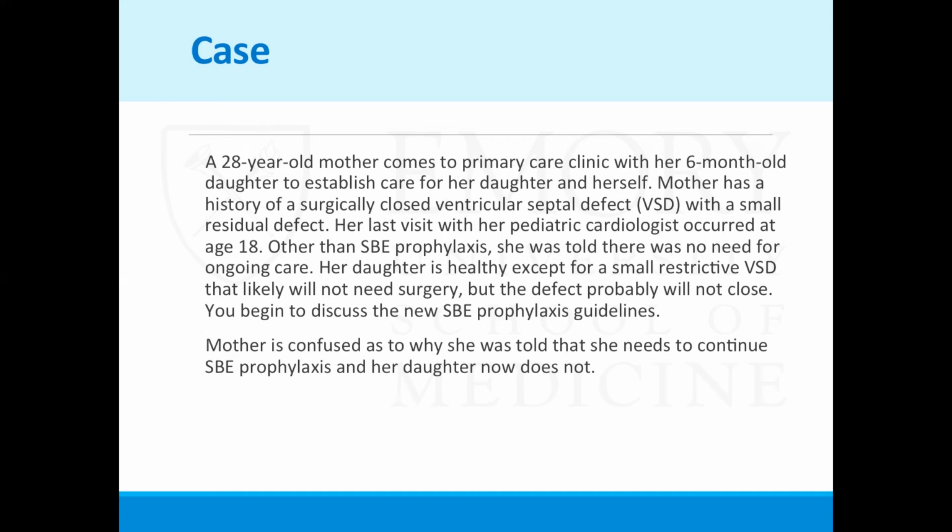And she's wondering why she was told she needs to continue prophylaxis while her daughter does not. The key point in this case is that the new guidelines, like I showed you, recommend prophylaxis only for certain types of congenital heart disease. In this case, the mother would still need prophylaxis because she has a small residual defect after a closure attempt, whereas the daughter just has a small restrictive VSD that has not been intervened on and probably won't need to be, and does not meet the criteria for prophylaxis because it's not complex cyanotic congenital disease.